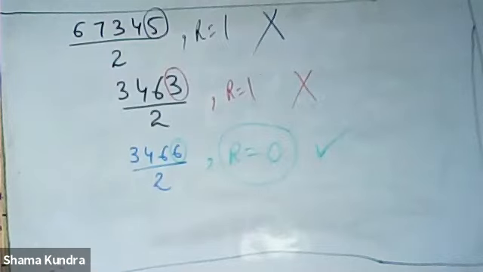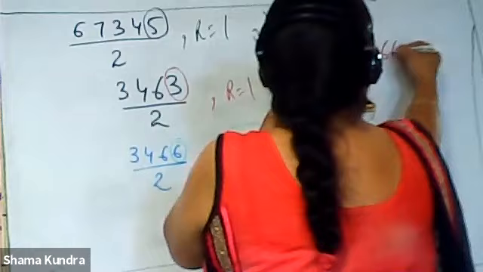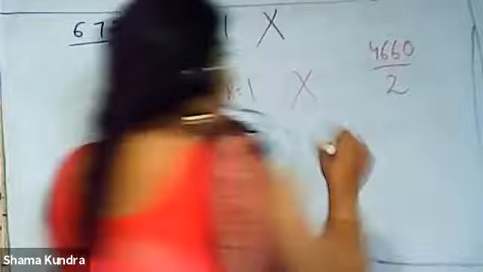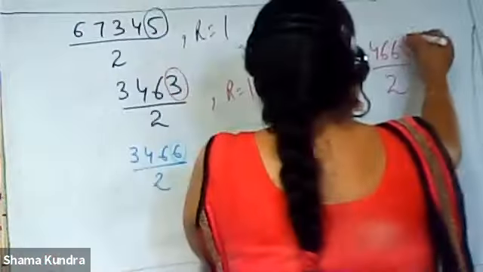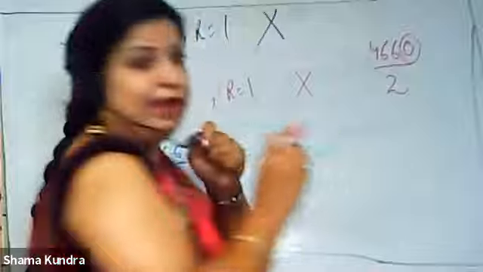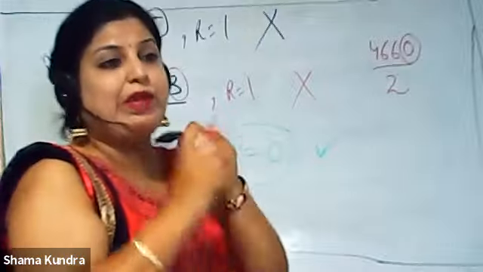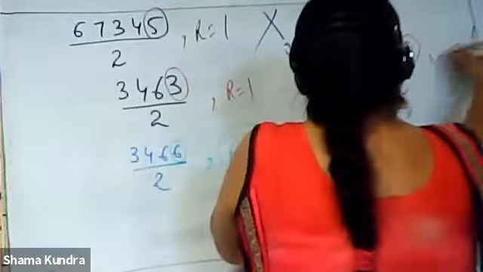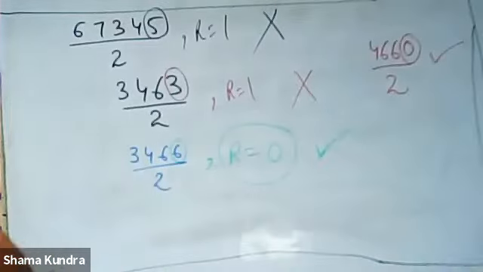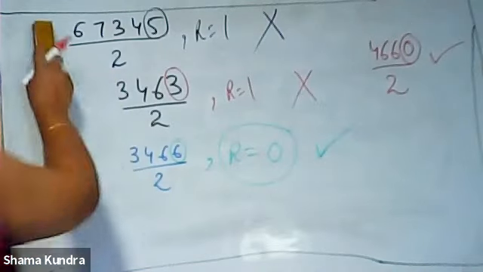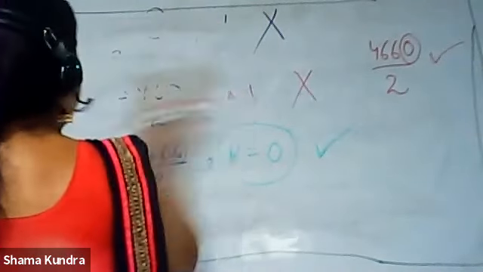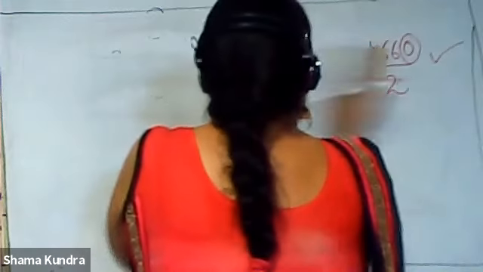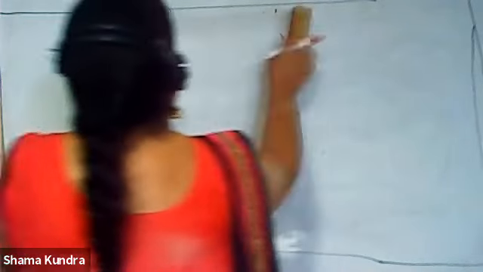See one more example. If I have the number 4660 divided by 2, here the last digit is 0, and according to the rule of divisibility by 2, if the last digit or unit digit is 0, then the complete number is divisible by 2. So the given number is divisible by 2. I hope the divisibility rule for 2 is clear to all of you.